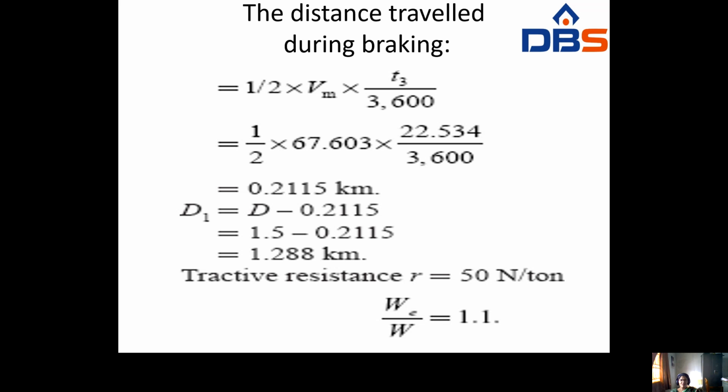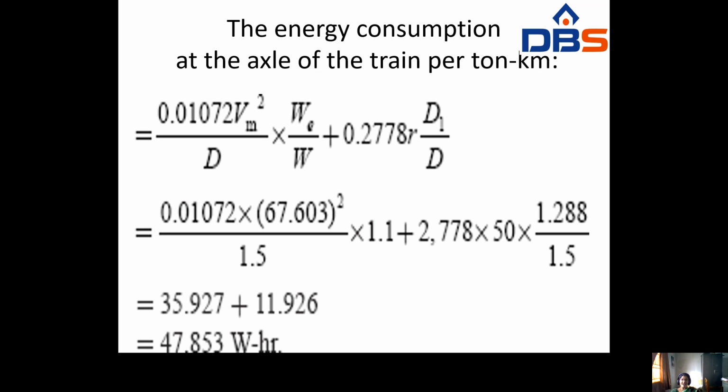And here the tractive resistance is given as 50 Newton per ton. And what is the ratio of accelerating weight by total weight? 1.1. So from that, the energy consumption at the axle of the train per ton kilometer will be given by, what is the formula? 0.01072 Vm square by D into W by W plus 0.2778 R D1 by D.